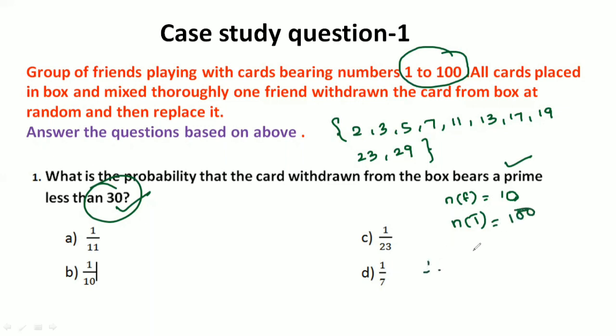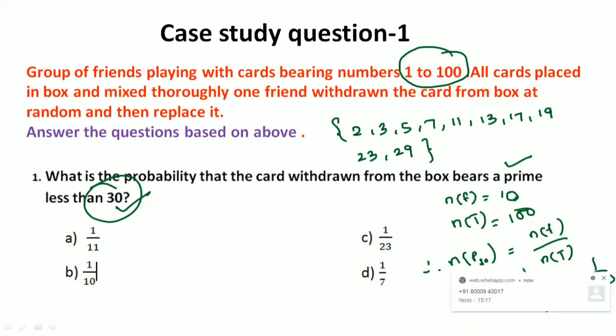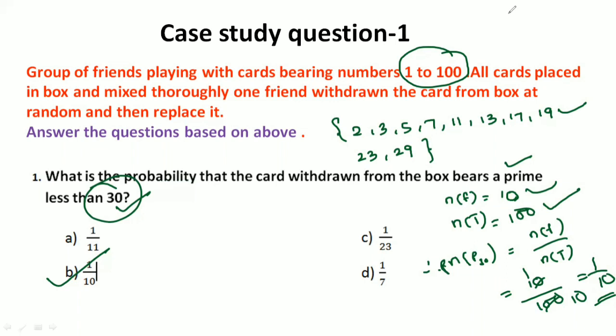Therefore, the probability of getting a prime number less than 30 is equal to the number of favorable outcomes by the total number of outcomes. The number of favorable outcomes is 10 and the total number of outcomes is 100. So 10 ones are 10 and 10 tens are 100. The answer is 1 by 10, my students. So option B is the correct answer. Let us go to the next question.